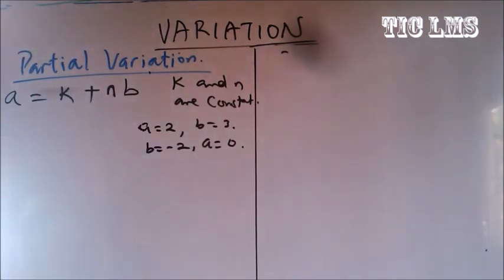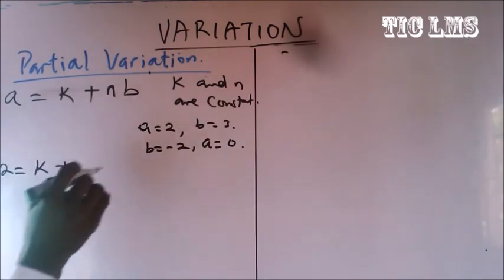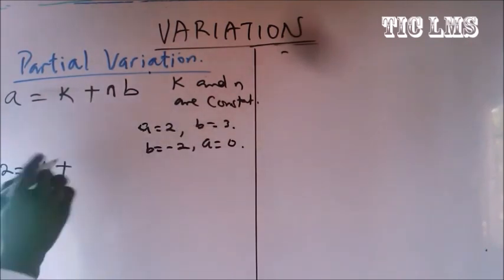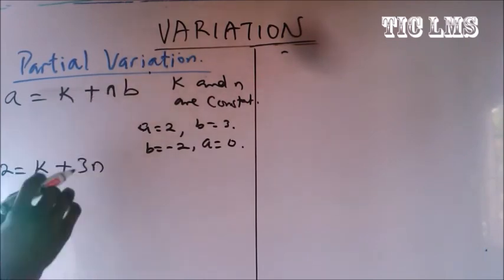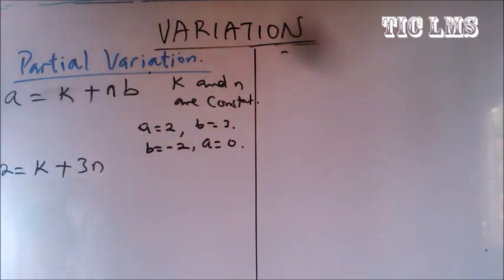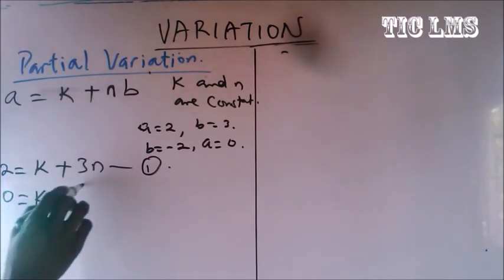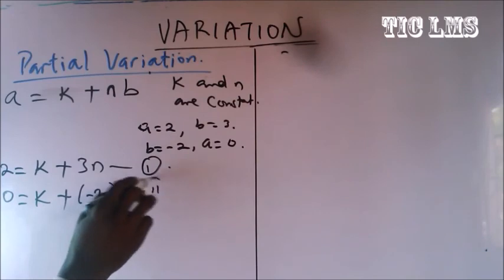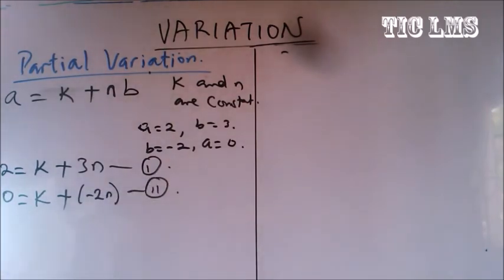We are going to substitute the numbers into this equation. So if our A is 2, equal to K plus our B here is 3, so we have 3N. Alright, this is the first equation, and then the second equation is A is 0 equal to K plus, then B over here is now minus 2N, and here is equation 2. So we are going to solve this simultaneously.